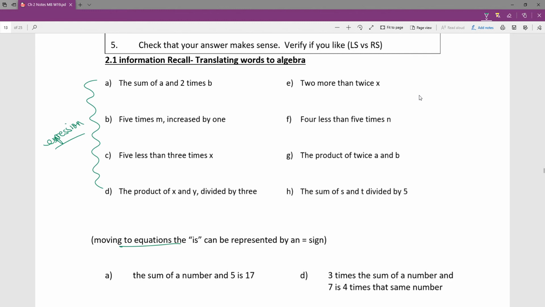A says the sum of A and 2 times B. B says 5 times M increased by 1. This one says 5 less than 3 times x, and with the 5 less than, it has to go out the back. The order matters with subtraction. The product of x and y divided by 3.